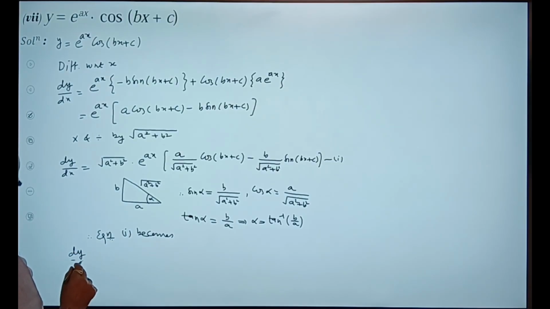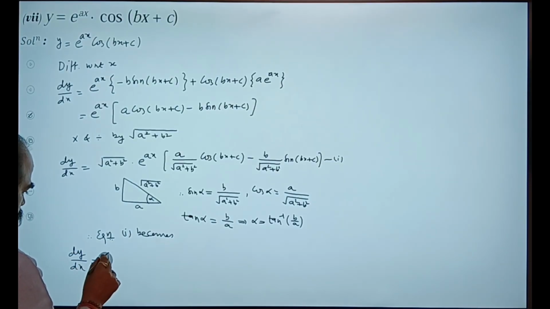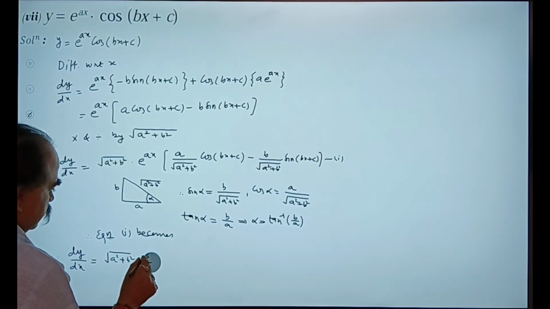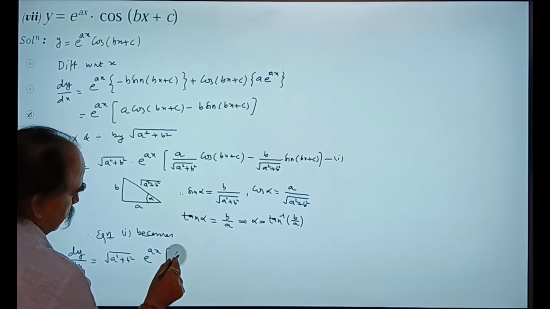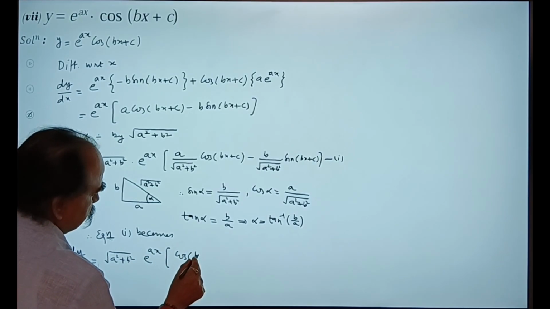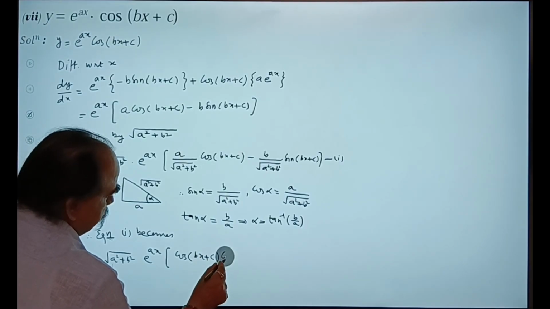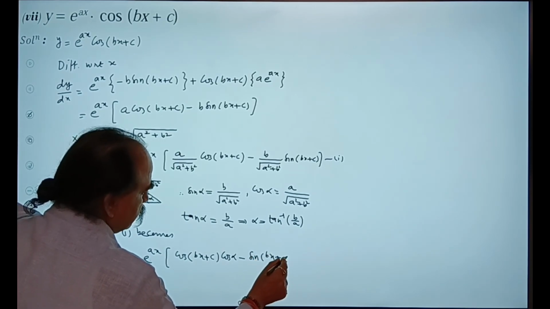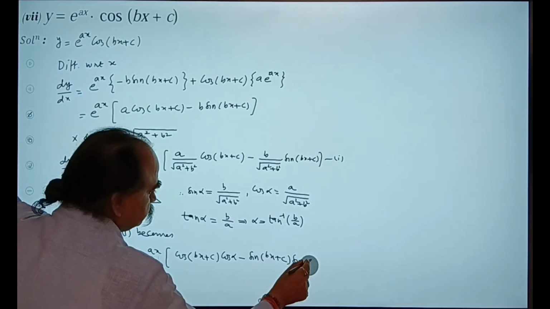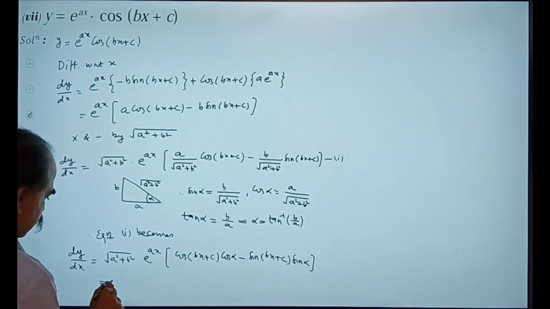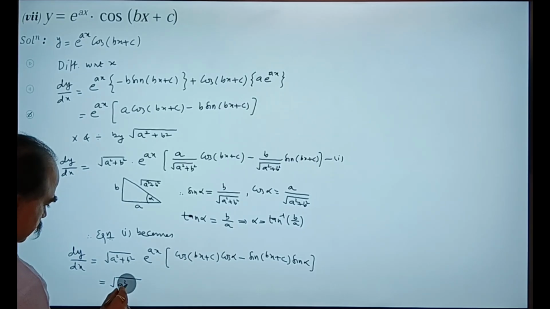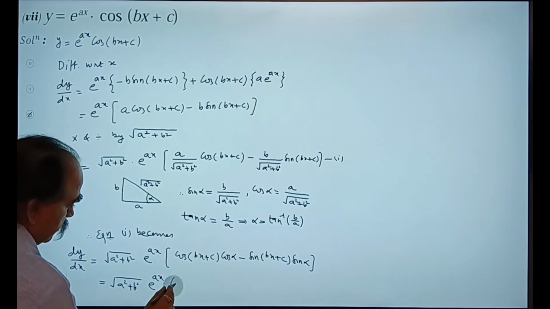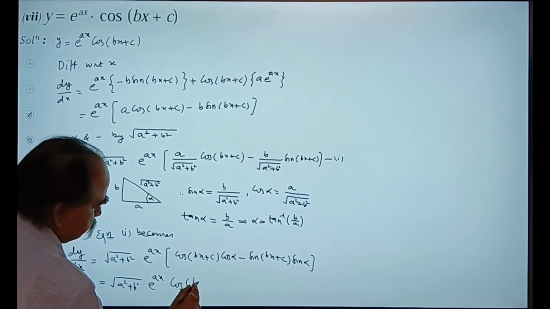dy by dx is what? Root a square plus b square, e raised to x, cos bx plus c into cos alpha minus sin bx plus c into sin alpha, which is equal to root a square plus b square e raised to x cos(bx plus c plus alpha).